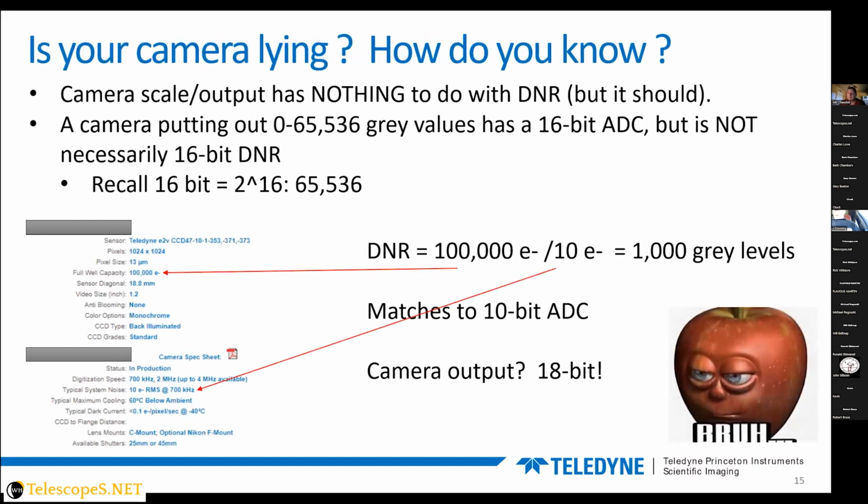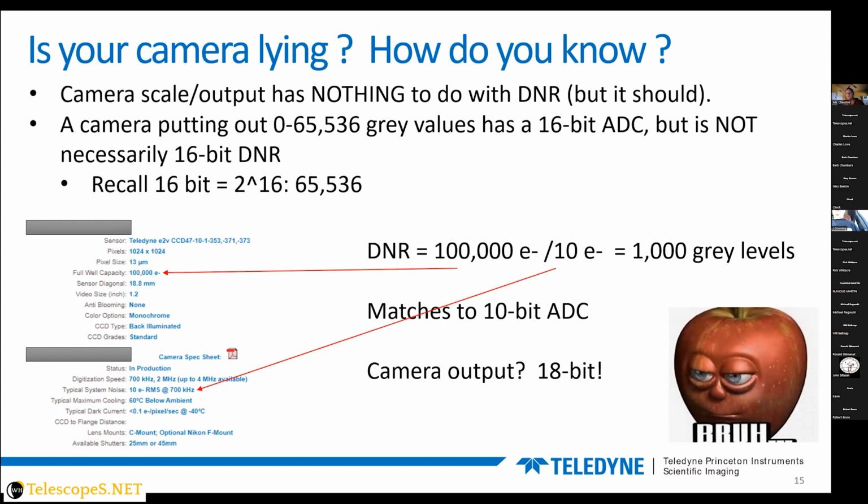So here's how to know if your camera is lying. And that's what cameras are often lying about, sort of lying by implication as to how they're actually outputting the data. Ideally, the scale of the output of the camera should match the dynamic range. If the camera puts out a scale of 0 to 65,000 gray levels or ADUs, ideally, the camera can see 65,000 shades of gray. But in reality, there is actually no relationship between the analog to digital converter, which produces this number you see on the computer screen, and the camera's true dynamic range. They should be related, but they're not necessarily.